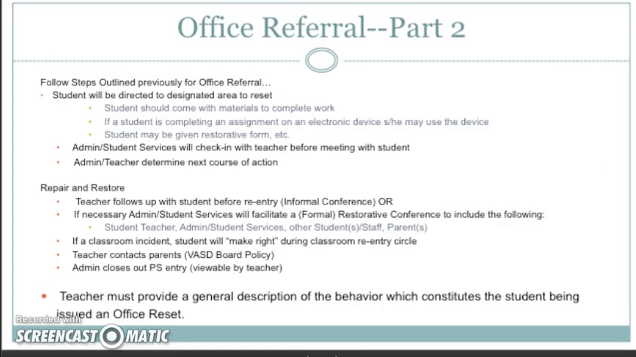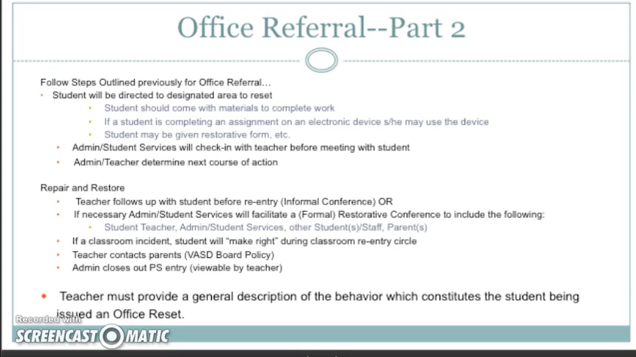As part of the office referral and upon informing the secretary or office staff member of the teacher's intentions, the student will be directed to the designated area in the office. The student should not be on an electronic device unless for the purposes of completing school tasks. The student may be expected to complete a restorative activity sheet while waiting. Low energy will be given in the office.